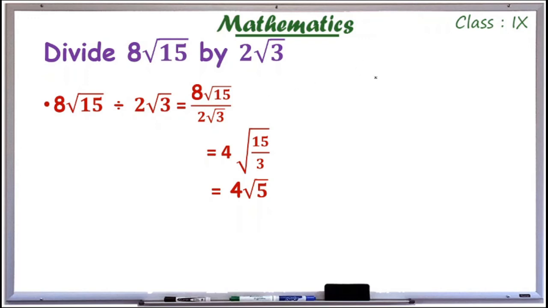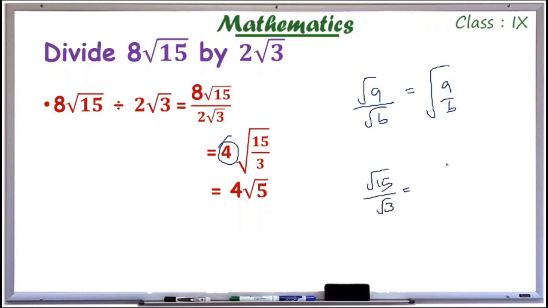So the equation used is root of a by root of b is equal to root of a by b. Here 8 by 2 is equal to 4. So no need of thinking that. Root 15 by root 3 is equal to root 15 by 3, which is equal to 5.